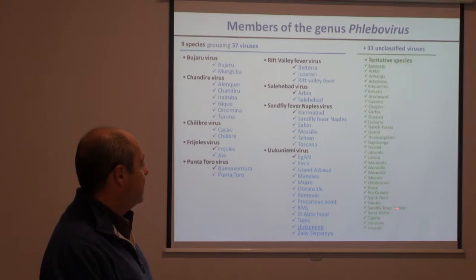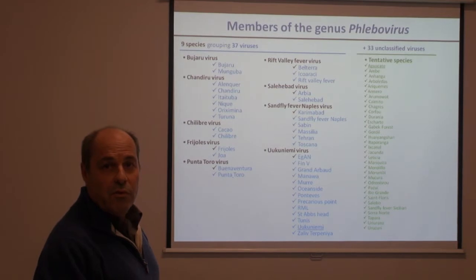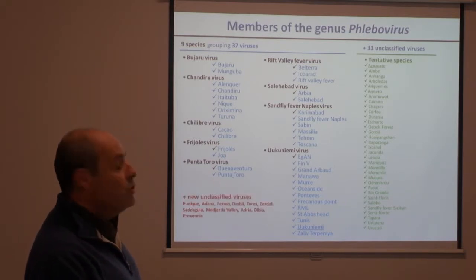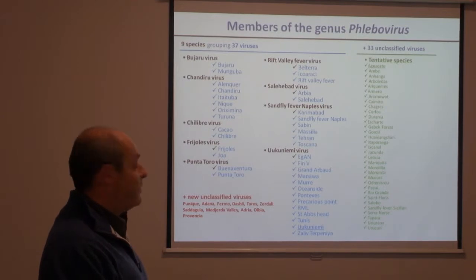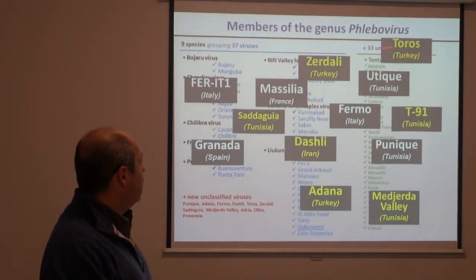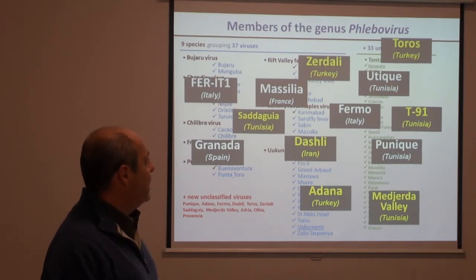For example, sandfly fever Sicilian virus was isolated in 1943 during World War II, and it's still unclassified, which is quite an awkward situation. And there are also new unclassified viruses because they are new and recently discovered, and we are going to talk about these viruses. So these new viruses are briefly presented here, and as you can see, they have been isolated in many countries like Turkey, Tunisia, Iran, Italy, France, Spain.